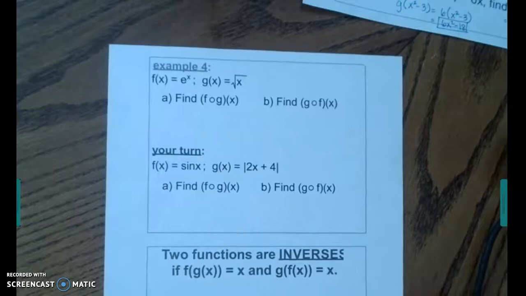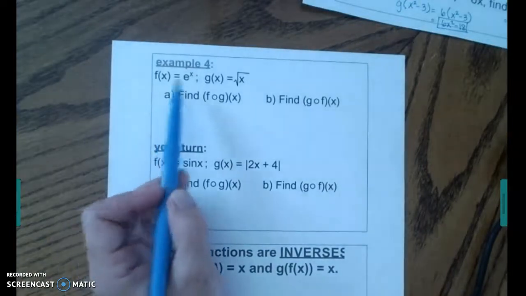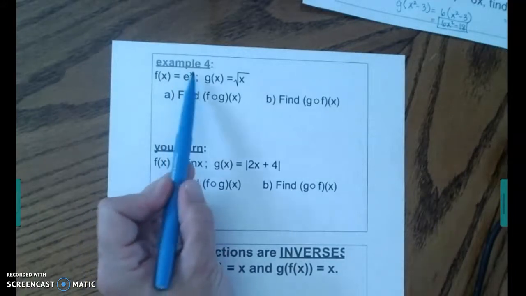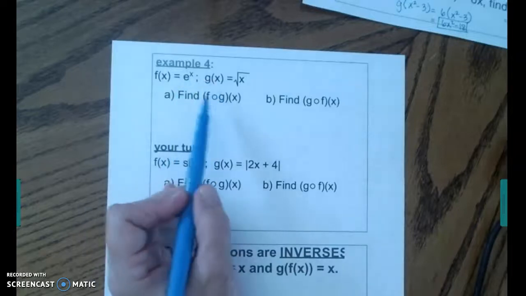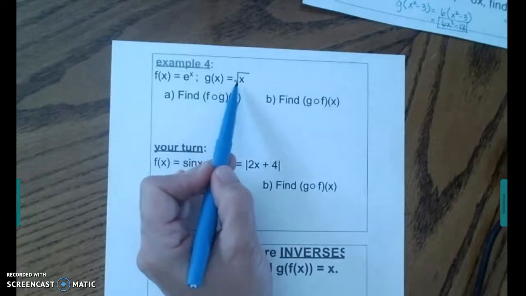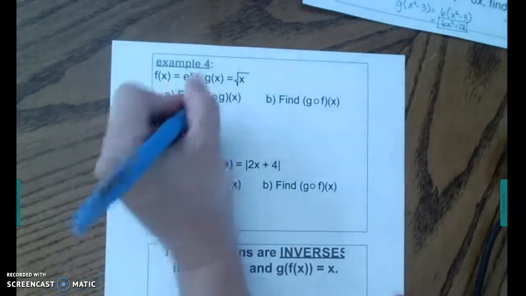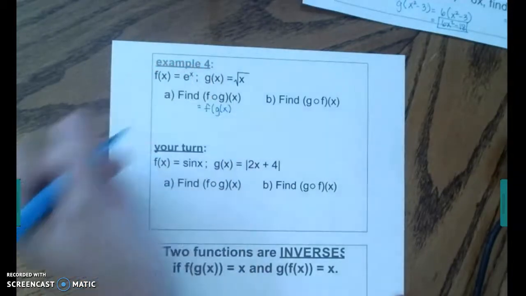So our next example, kind of the same thing. So we got f of x equals e to the x power. So we haven't learned about this function yet, but that's okay. We will, but you still can do the composition of functions with it. G of x equals the square root of x. So let's rewrite this. Find f of g of x. So f of g of x is what that means.